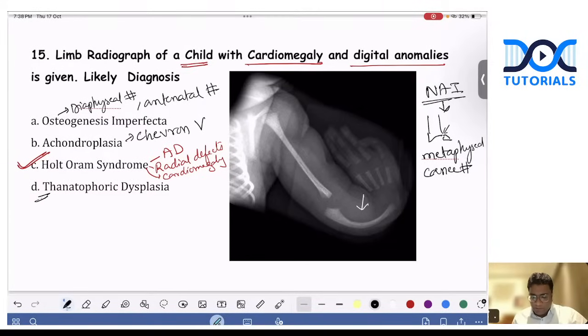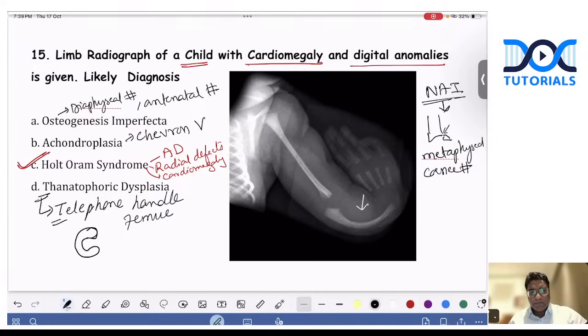Any finding that you remember in thanatophoric skeletal dysplasia? Can you think of any finding that you see in thanatophoric skeletal dysplasia? Remember T for T, telephone handle appearance of the femur. So the femur is short and curved, appearing like a telephone handle. This is thanatophoric skeletal dysplasia.